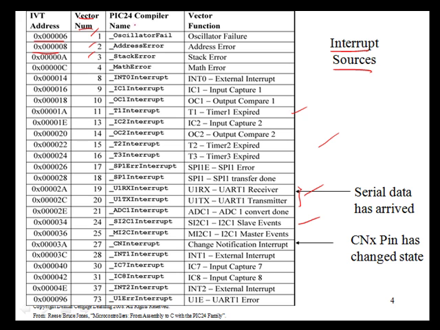More importantly, the PIC24 has a name associated with each interrupt service routine. These names are important because they are the names of the interrupt service routines that we're going to write to handle these particular interrupts. So if you're wondering what the name is, for example, for the timer 2 interrupt service routine, you would look in this table and see that it's underscore T2 interrupt.